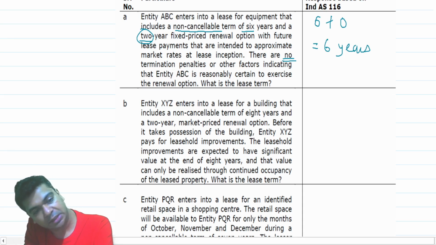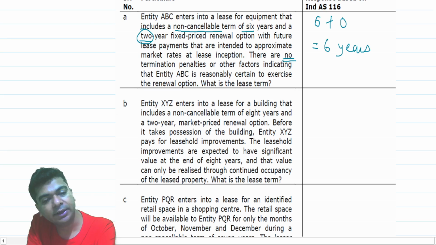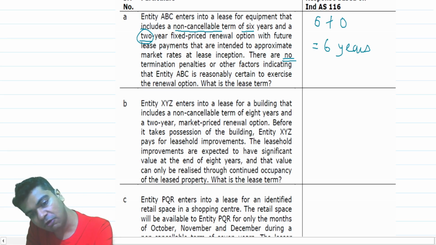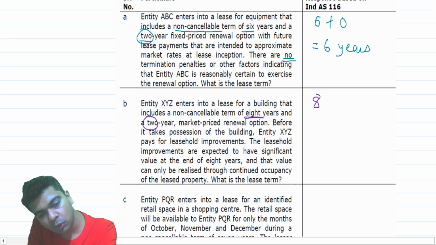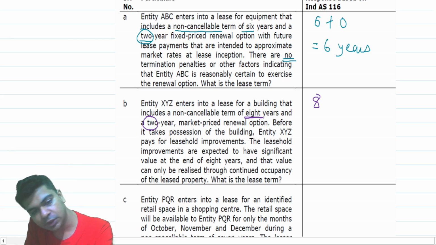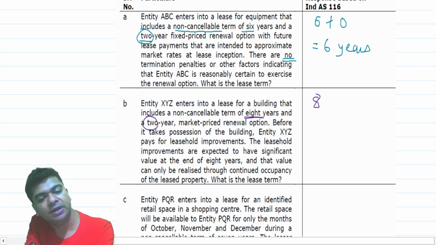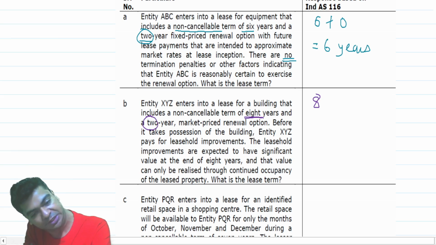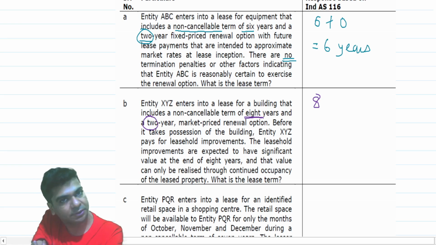In B they are saying entity XYZ enters into a lease for a building that includes a non-cancelable term of 8 years. Okay, so let me take 8 and a 2-year market price renewal option. Before it takes possession of the building, entity XYZ pays for the leasehold improvements. The leasehold improvements are expected to have significant value at the end of the 8 years, and that value can only be realized through continued occupancy of the leased property. What is the lease term?